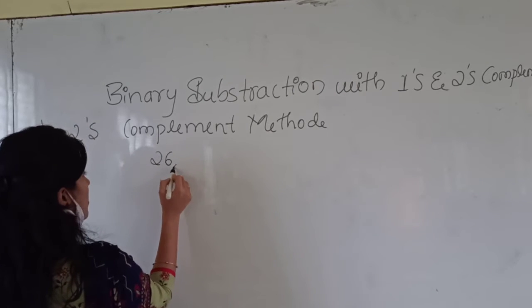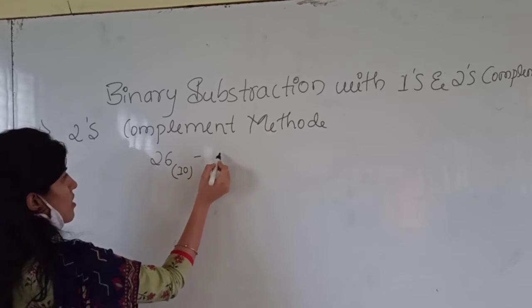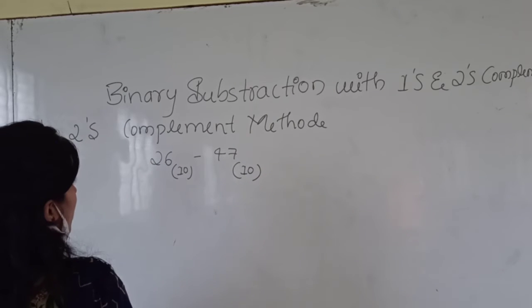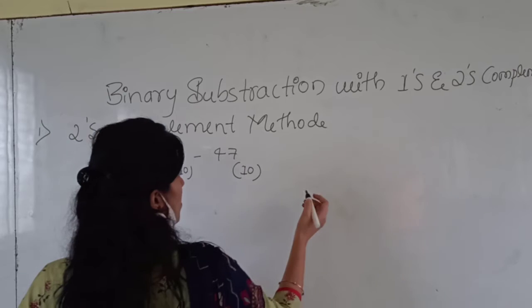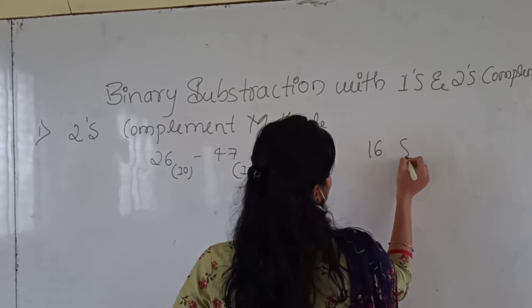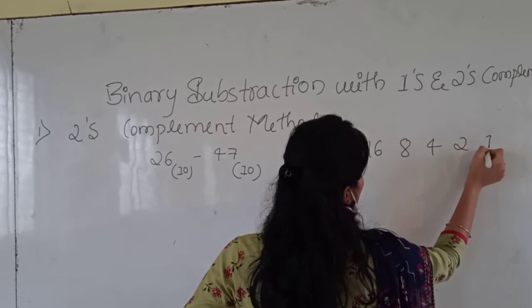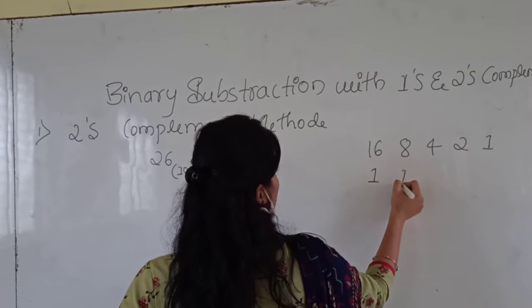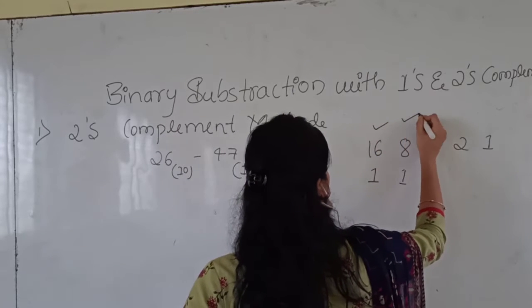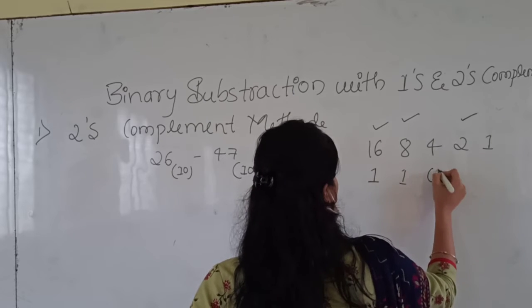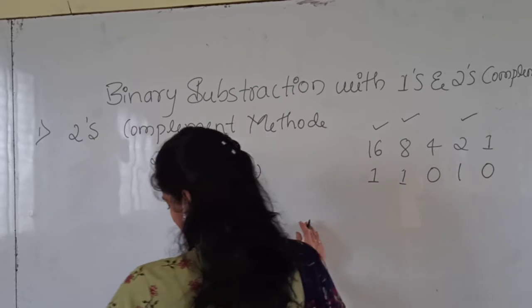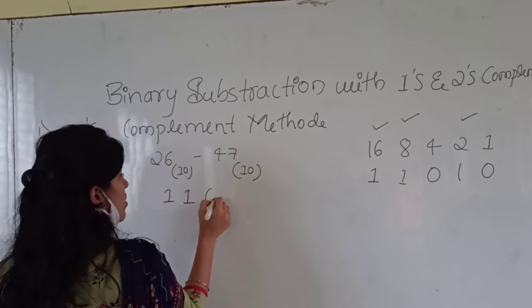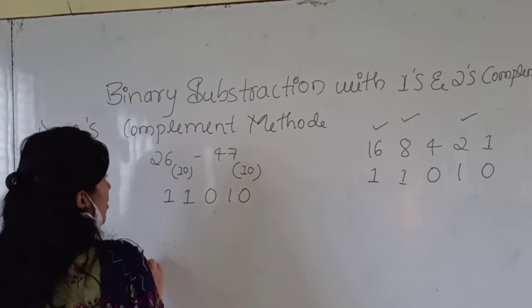Take 26 minus 47. Just write down the binary equivalent for these two decimal numbers using the 8421 code. 26 means 16 plus 8 is 24, and the remaining 2. So it is 1, 1, 0, 1, 0. This is the binary equivalent of 26.